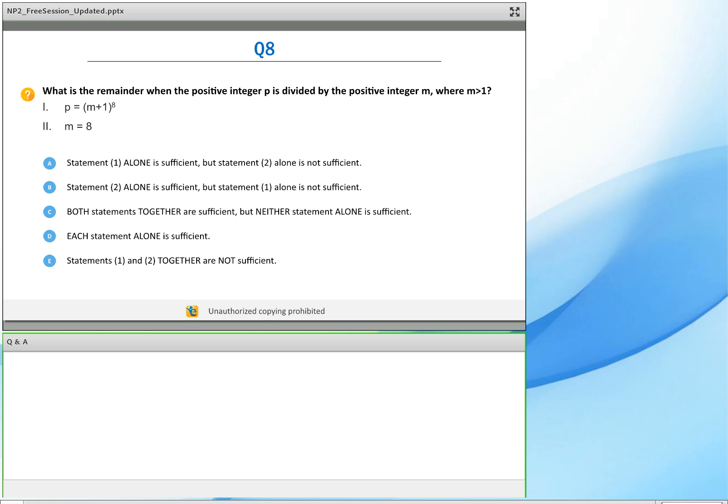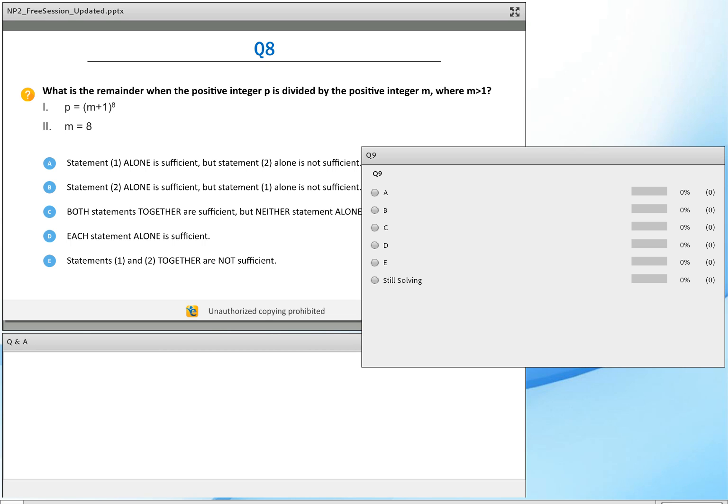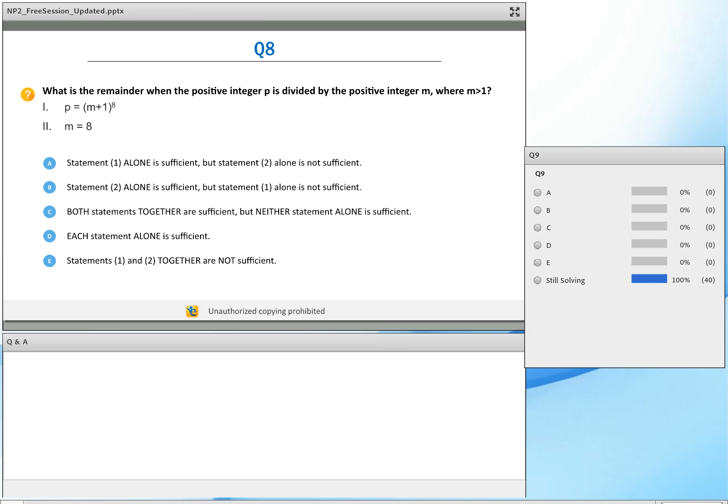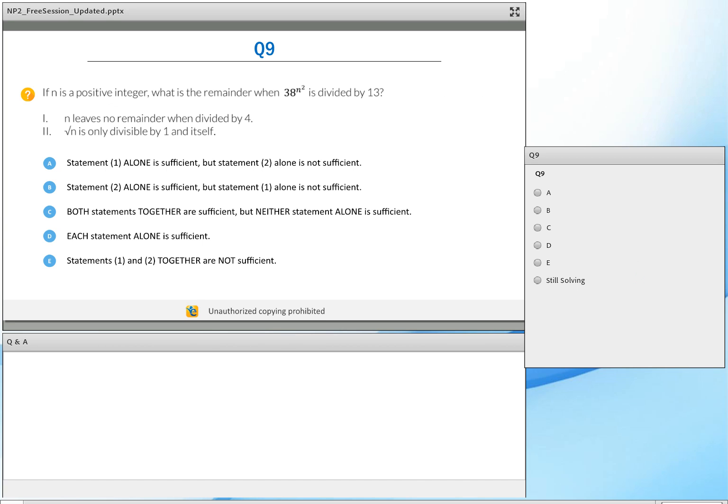Now we're going towards our next question, and you guys know the drill. Select still solving. Okay, let's get about 40 people to select still solving. All right, 39 people, 40. Okay, here's my next question. I'm going to mute.